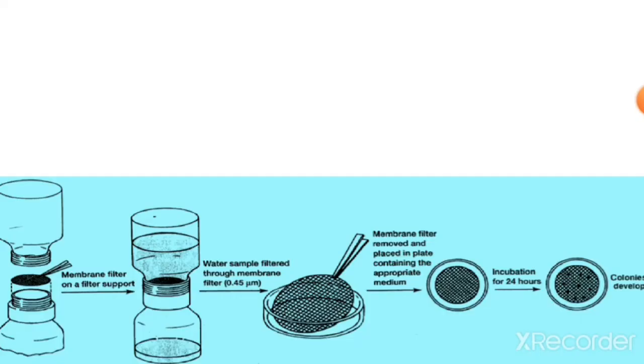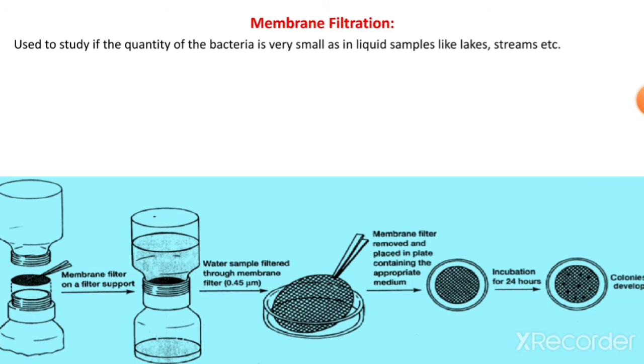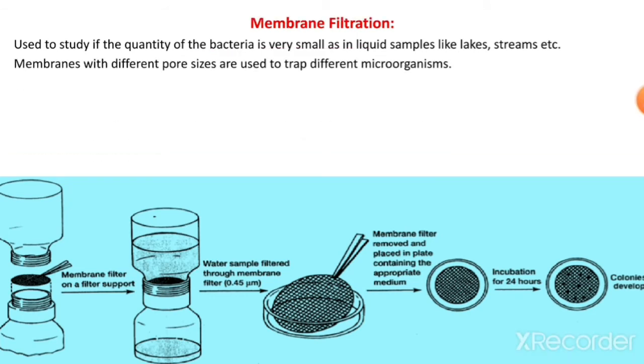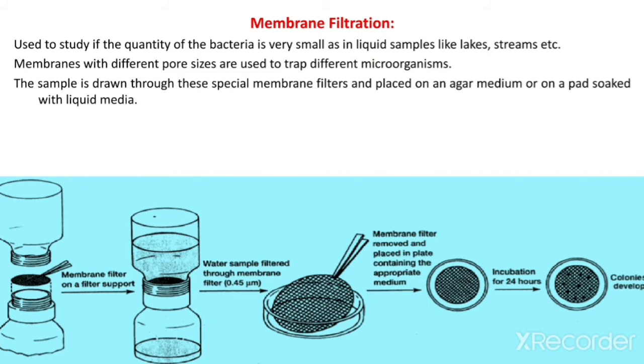Now the next method is the membrane filtration technique. This method is used when the quantity of bacteria is very small, as in liquid samples like lakes, streams, etc. Membranes with different pore sizes are used to trap different microorganisms.